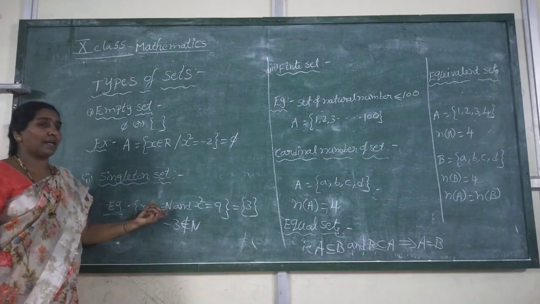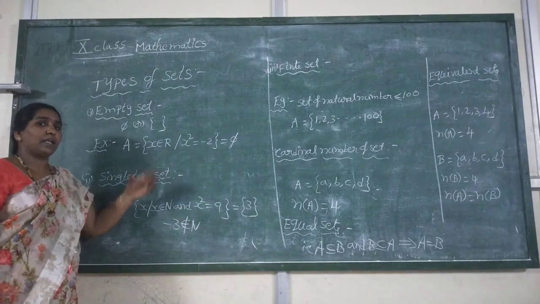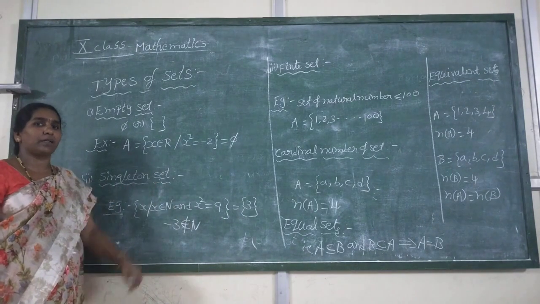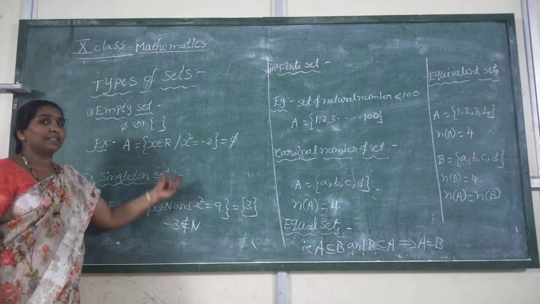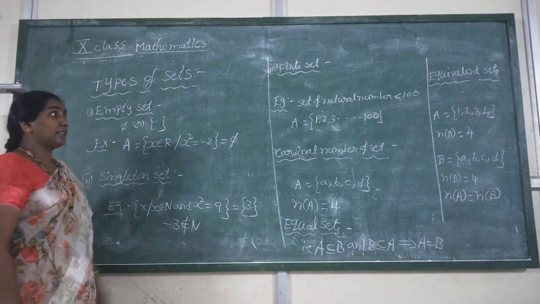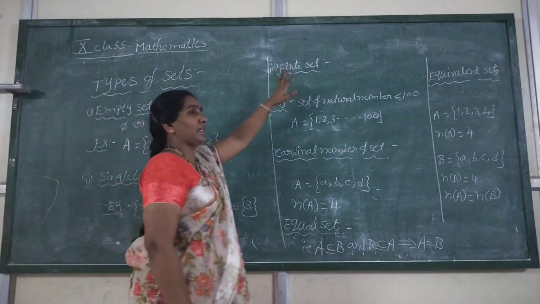So this set is called a singleton set. A set containing only one element is called a singleton set. Next, I am going to explain about finite sets.